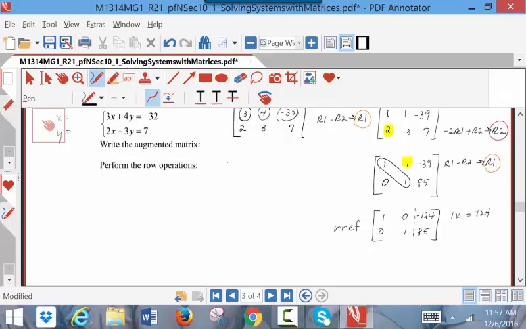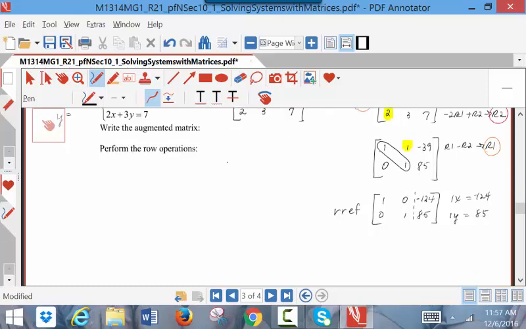Okay, and then the last row, 0x plus 1y equals 85. I now have my x and y value. I know the solution to this system. This is it. So I have solved my system of equations by using matrices. This is called the Gauss-Jordan method. Okay, and it's in reduced row echelon form. Echelon is spelled E-C-H-E-L-O-N. Okay, which is on the prior page.